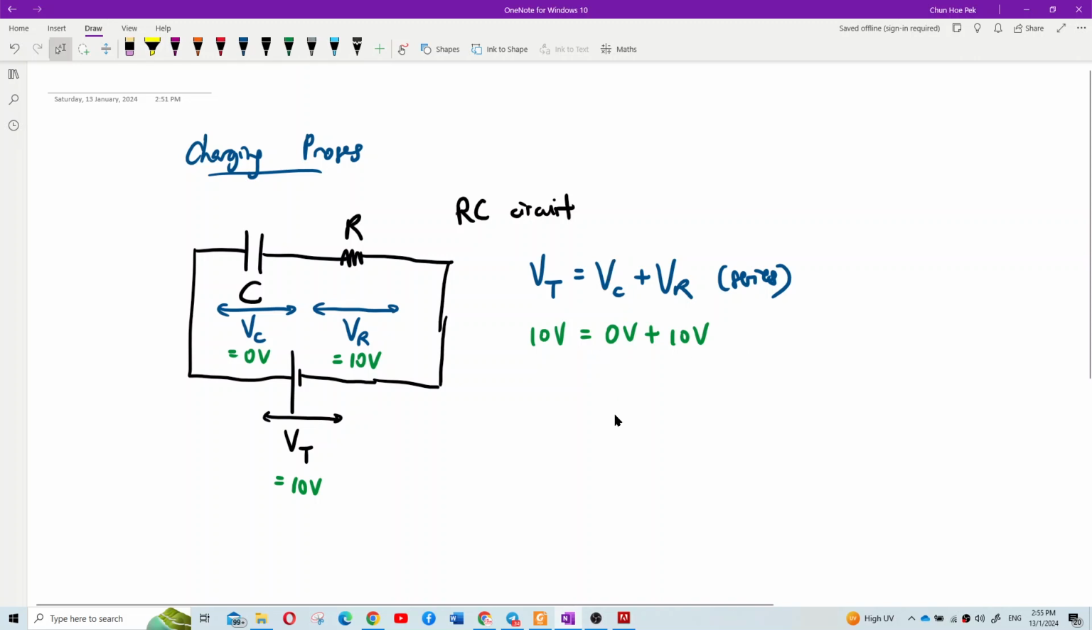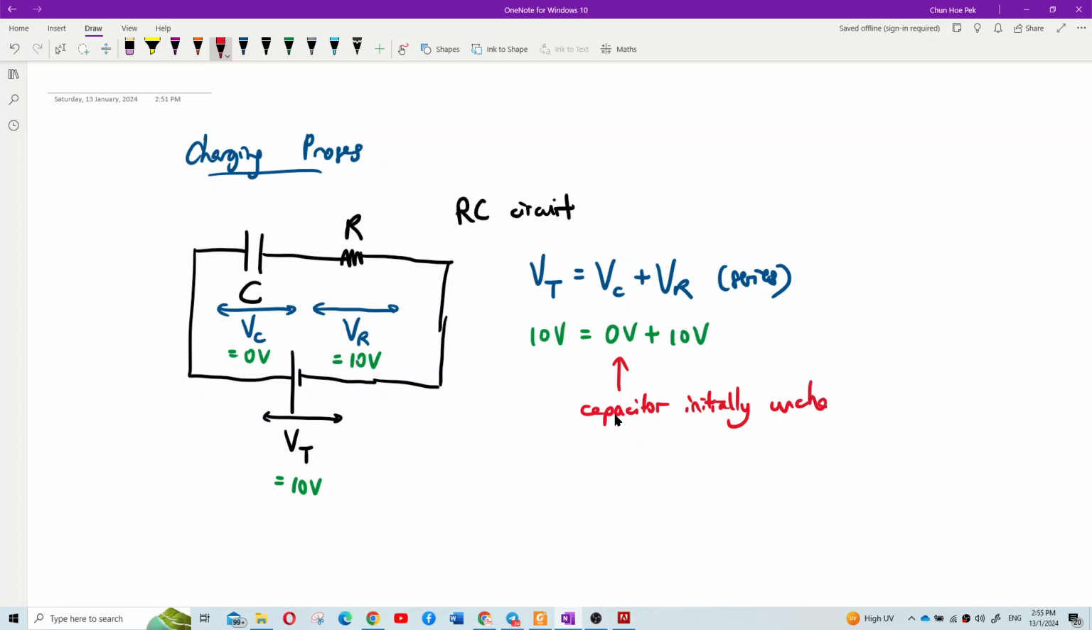Okay, initially, yeah. So let me write it out. Capacitor initially uncharged. Uncharged means initially Q is near 0, the charge on the capacitor is 0, and the voltage for the capacitor is also 0. Okay, initially uncharged. So the resistor has all the voltage.